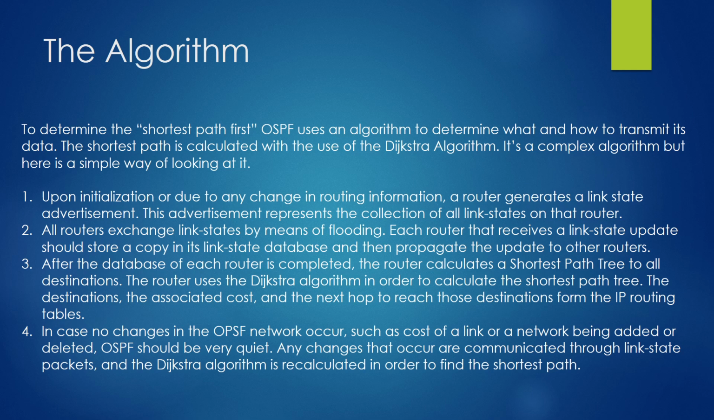Number 3. After the database of each router is completed, the router calculates the shortest path tree to all destinations. The router uses the Dijkstra algorithm in order to calculate the shortest path tree, the destinations, the associated costs, and the next hop to reach those destinations from the IP routing tables. In case no changes in the OSPF network occur, such as the cost of a link or a network being added or deleted, OSPF should be very quiet. Any changes that occur are communicated through link state packets, and the Dijkstra algorithm is recalculated in order to find the shortest path.